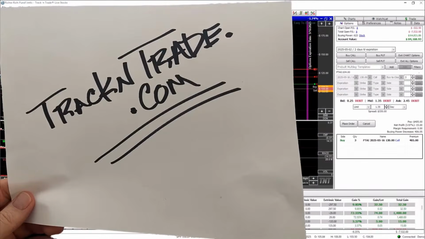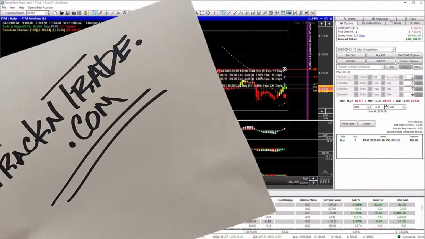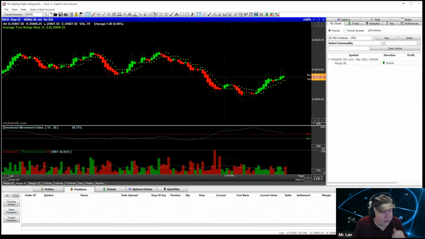It's called Track and Trade. They've got two versions, one for stocks, one for futures. This is the website, trackntrade.com. This is where you download a free 2-week trial. No credit card required. Go download your copy, then come back here, follow along, and I'll show you all my settings. All right, so that's what we're going to be doing.